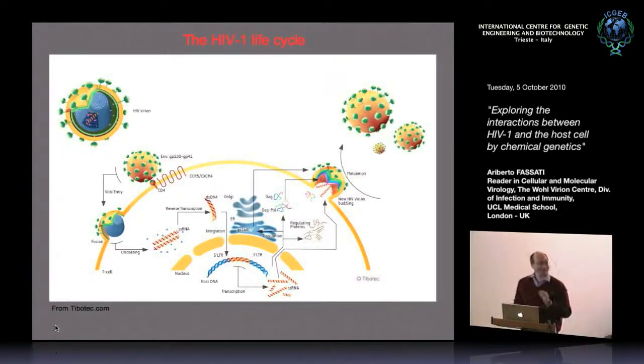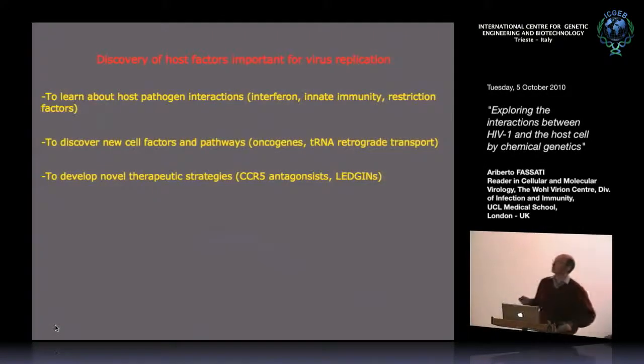So how can we understand what they are and why is this important? Well, first of all, it's important because it will teach us about host-pathogen interactions. For example, interferon was discovered using viruses, the flu viruses, in fact. And so we learn a lot in terms of host-pathogen interaction by using viruses. We learn a lot about innate immunity. We can learn a lot about restriction factors.